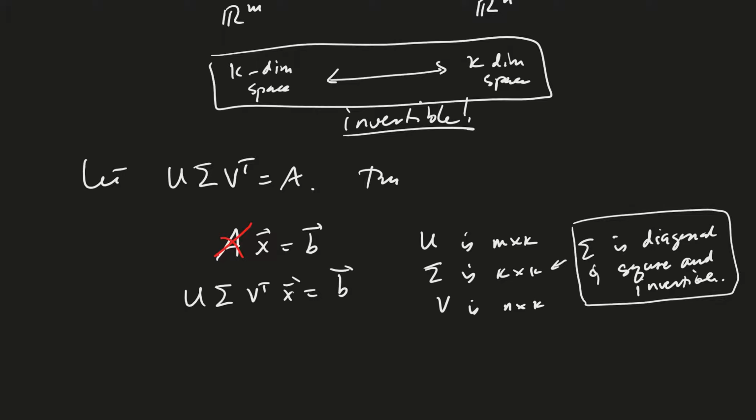But let's look over here. So this is going to be m by k. And so what happens if I multiply both sides of this equation by U transpose? U transpose is going to be k by m, right? And so if I feed that through, U transpose U is the k by k identity, and so this becomes sigma times V transpose times x equals U transpose times b.